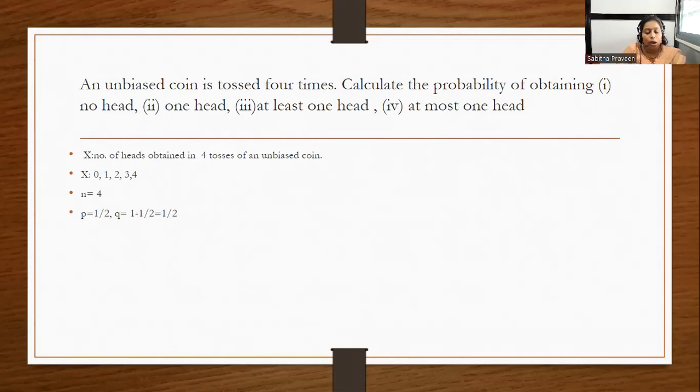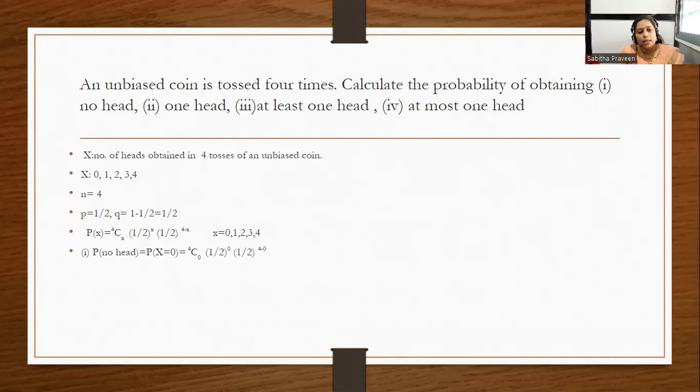So we can define the probability mass function of this experiment. P of X is equal to 4Cx, 1 by 2 raised to x, and 1 by 2 raised to 4 minus x, where the value of x is equal to 0, 1, 2, 3, 4, and 0 otherwise.